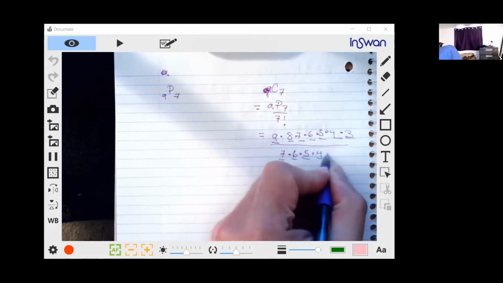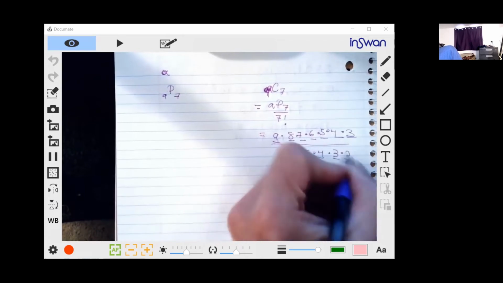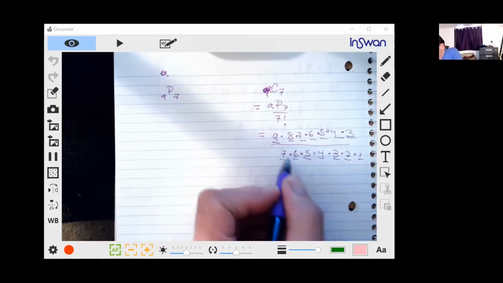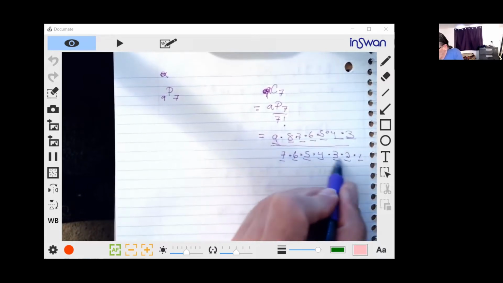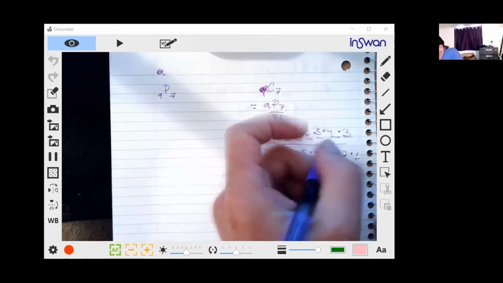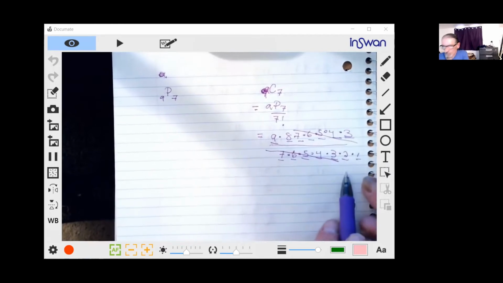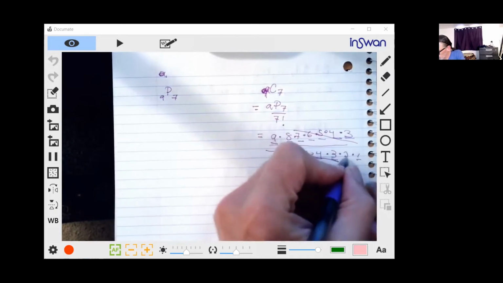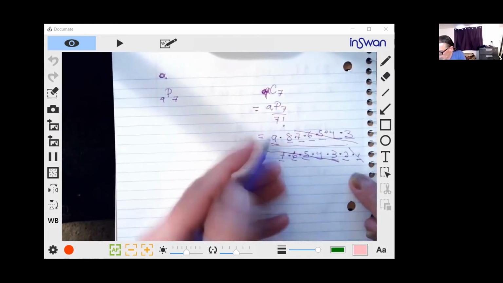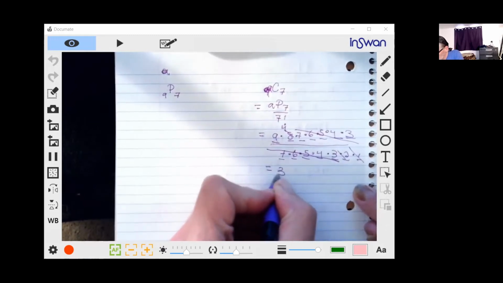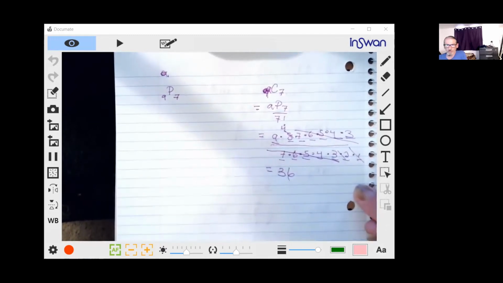I'm going to have a whole lot that I can cancel, instead of trying to do all that multiplication in top and bottom and then divide. Do a bunch of cancellation, and then a little more reducing. It's going to leave me with 9 times 4, 36. You should always get a counting number for these answers.